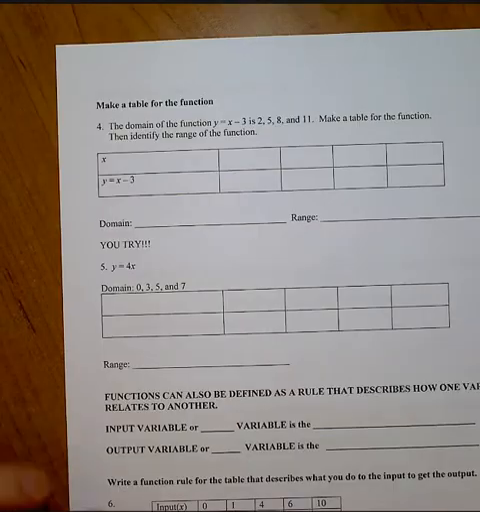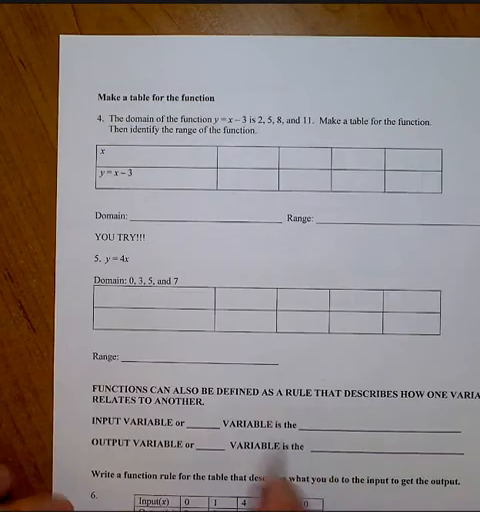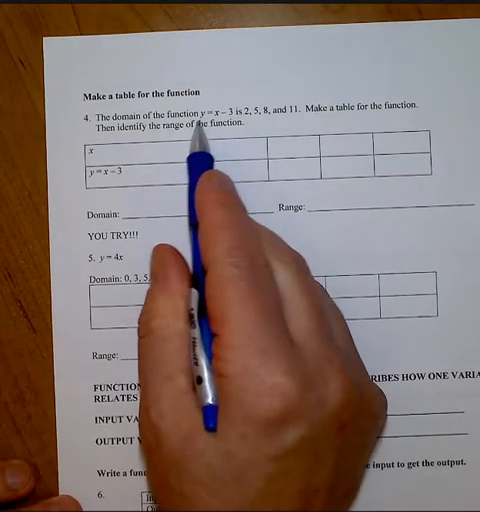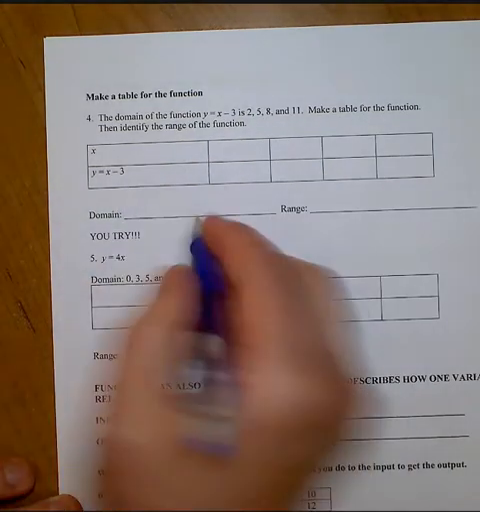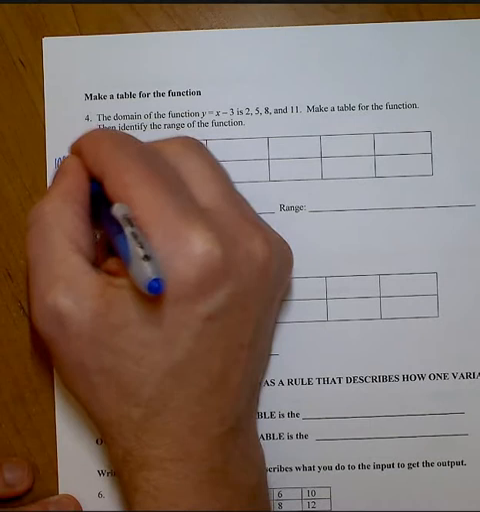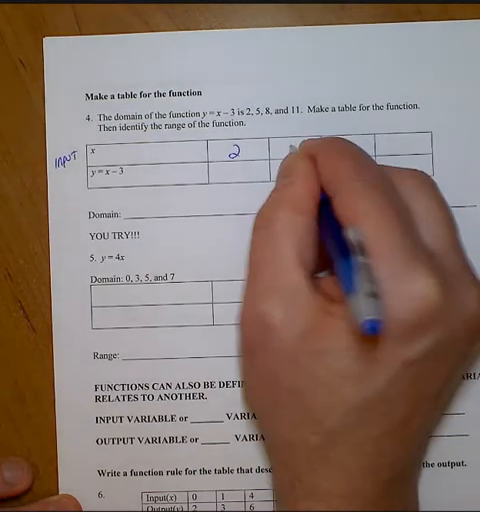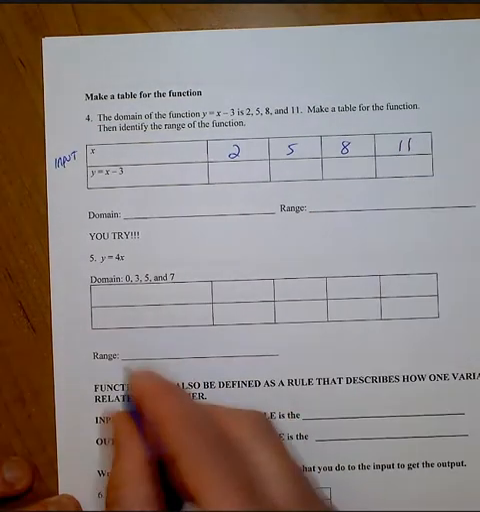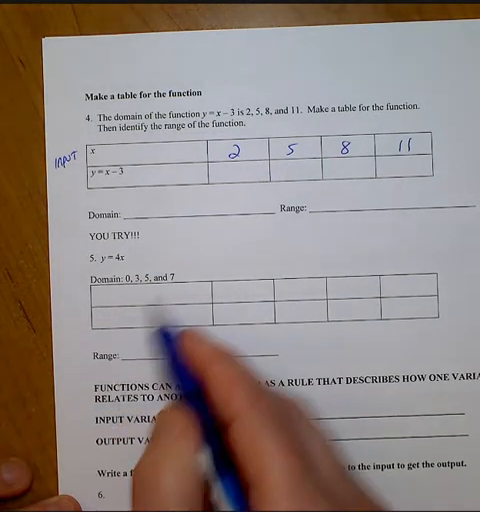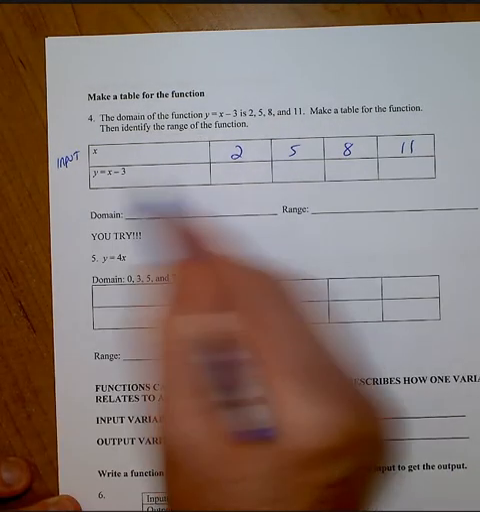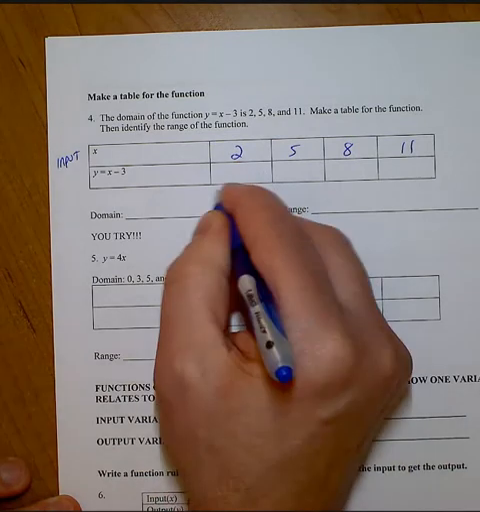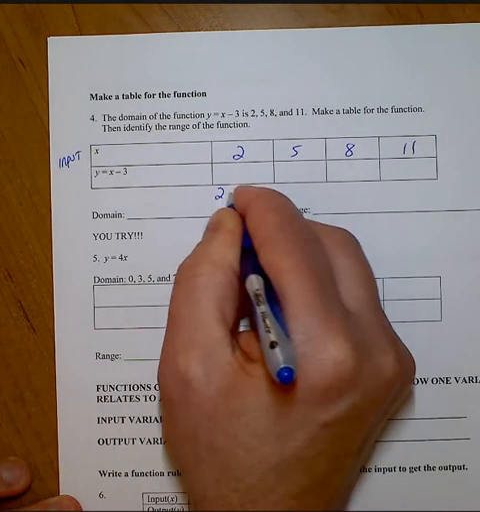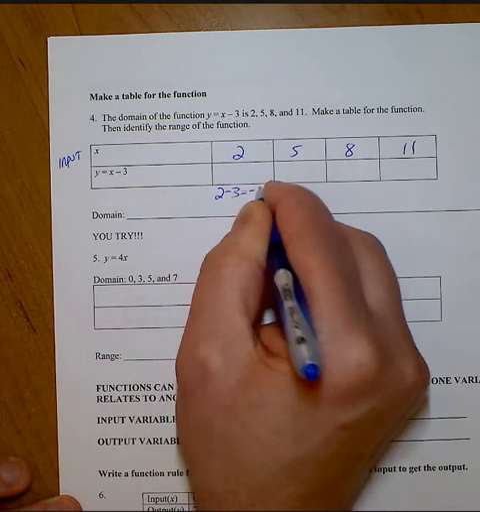Number 4 says make a table for the function. So we're going to just make a table. The domain of the function y equals x minus 3 is 2, 5, 8, 11. It tells me the domain. This is my input. We have to identify the range. The range are the possible outputs. When I put 2 in for x, 2 minus 3 is going to give me a negative 1.